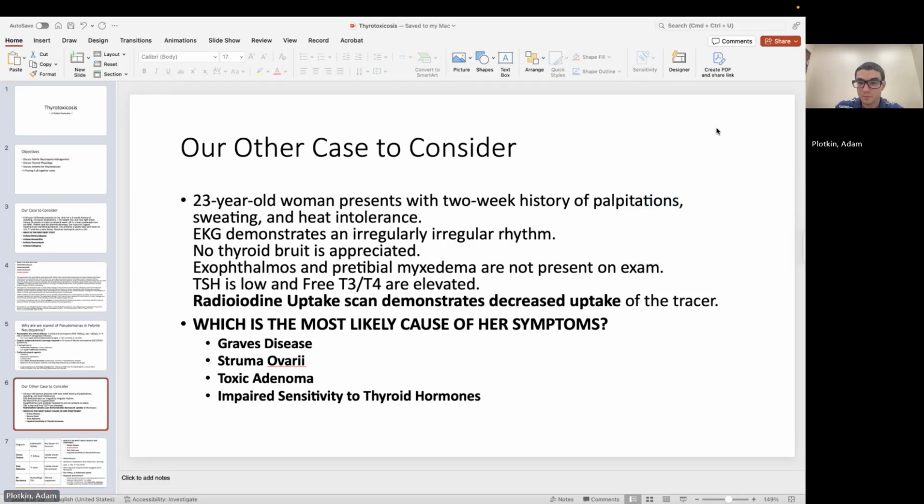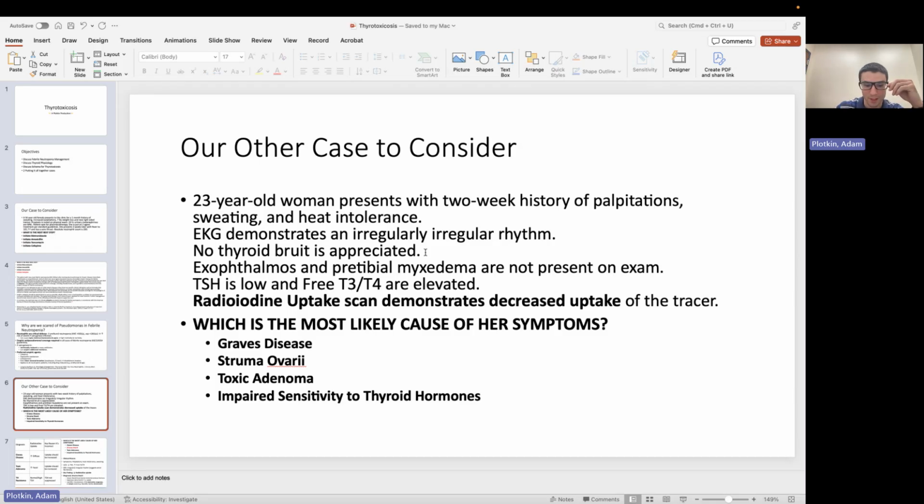All right. So our other case to consider that I put up today: we have a 23-year-old woman who presents with a 2-week history of palpitations, sweating, and heat intolerance. The EKG demonstrates an irregular rhythm. No thyroid bruit is appreciated. Exophthalmos and pretibial myxedema are not present on exam. TSH is low and free T3 and T4 are elevated. Radioiodine uptake scan demonstrates decreased uptake of the tracer. Which is the most likely cause of our symptoms?